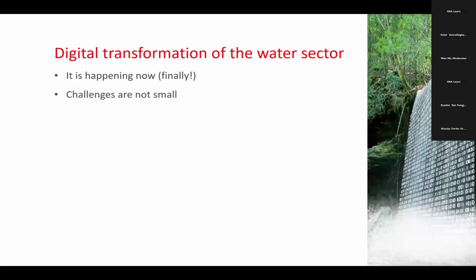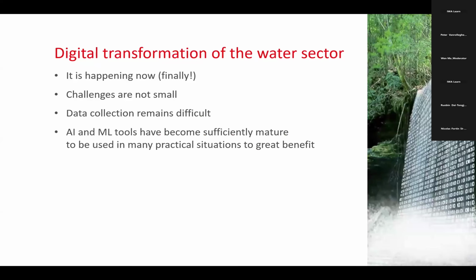The challenges are not small. We're still learning a lot about how these things work, and a lot of research is being done, but practice helps us to find the proper way. Data collection keeps being the limitation of things. We have, again, since the push for digitalization is happening, a lot more data being collected and a lot more high quality data being collected. My feeling is that these tools have now become sufficiently mature to be used in many practical situations and give us great benefits. We have to train, and this is where this seminar is important. We have to train water professionals to see the opportunities, to see where the challenges are, and make people move forward and dare to try it.